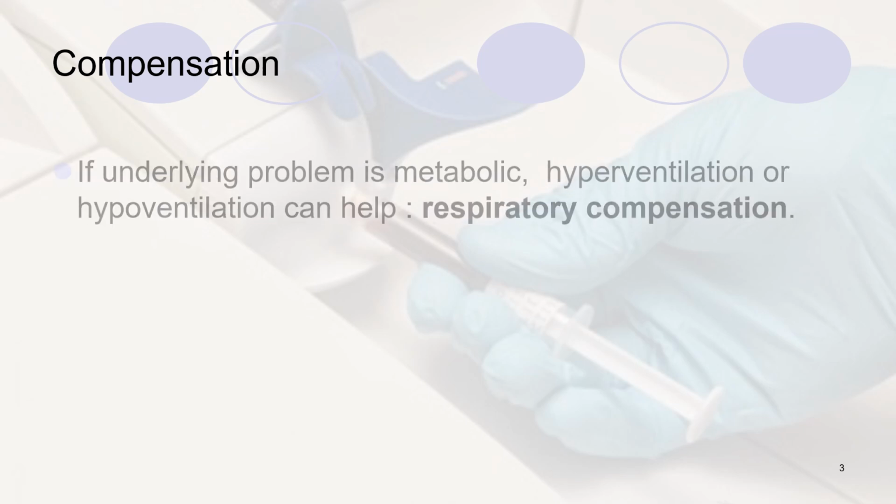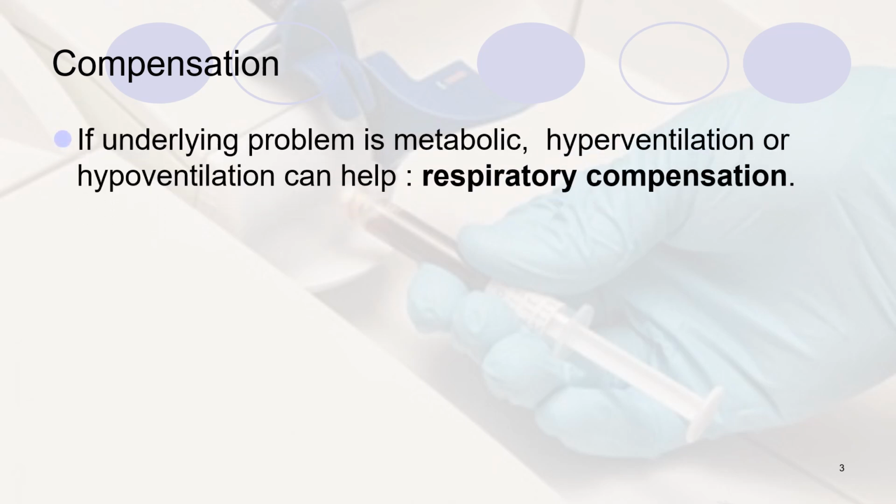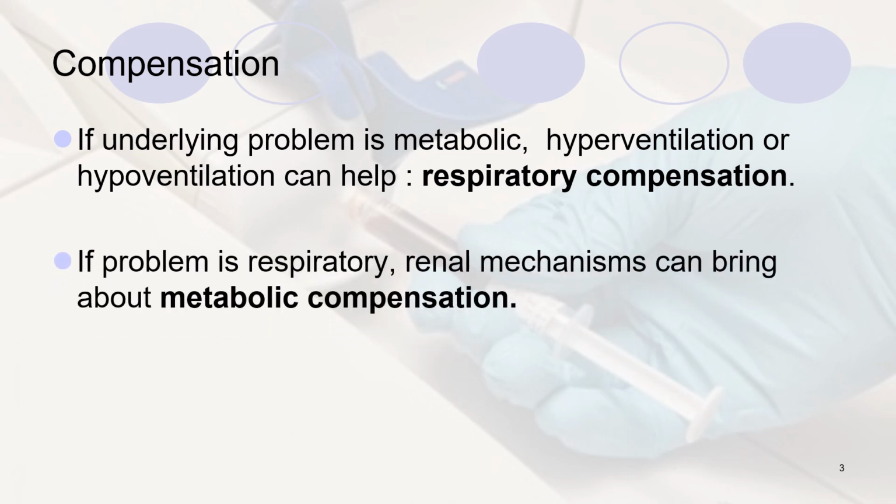Then we see what the compensation is. If the underlying problem is metabolic, hyperventilation or hypoventilation is a respiratory compensation. That is, the respiratory system will activate to normalize the situation. If the problem is respiratory, then the renal mechanism, the metabolic compensation, will function.